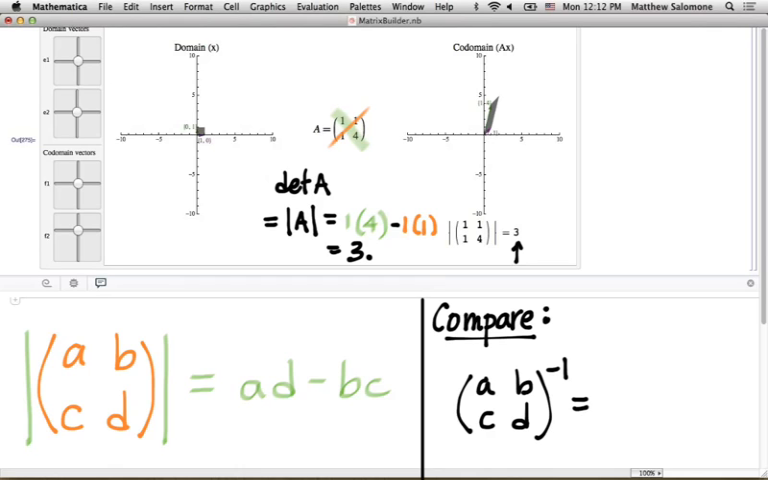what was the 2x2 shortcut? One divided by AD minus BC. So you divided by the determinant. And then you multiplied by the matrix D, negative B, negative C, A. Great. So that was the shortcut for inverting a 2 by 2 matrix.